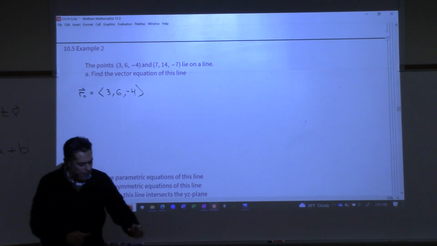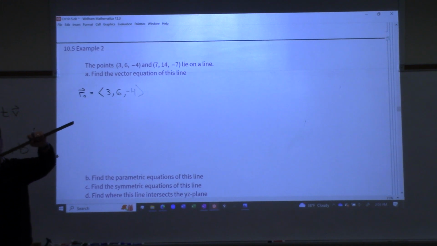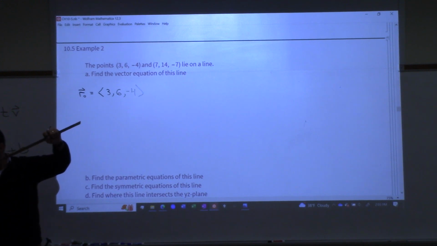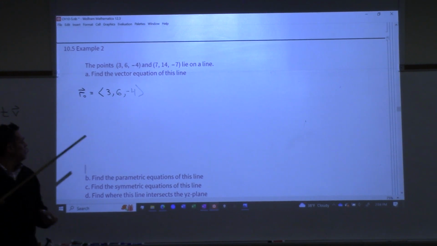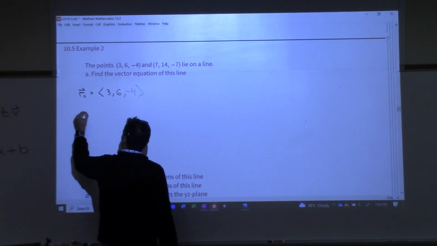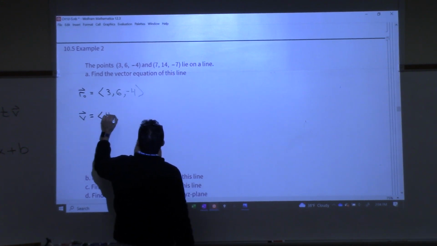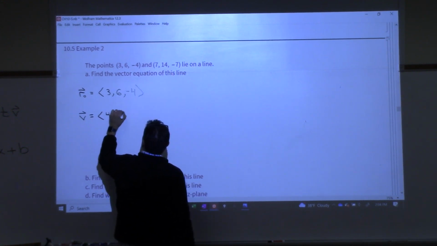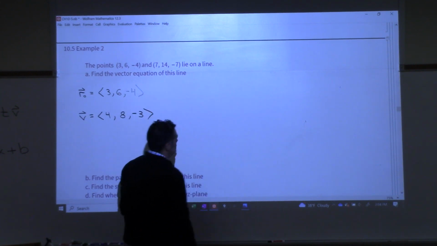So again, I've got my line in 3-dimensional space. I've got 1 point. This is the 3, 6, negative 4. This is the 7, 14, negative 7. I've just created the vector that goes from the origin to here. Now I need the vector going from here to here. And that will be v. So v goes from here to here. That is the vector 4, 8, negative 3. Everyone got that?